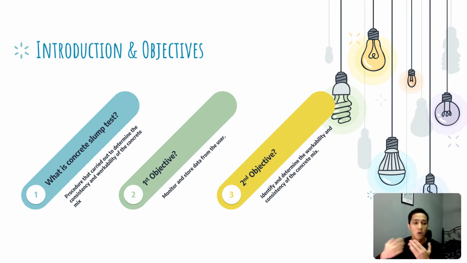So, what is our program objective? Our first objective is to monitor and store any data key in from the user about the concrete slump test. Our second objective is to identify and determine the workability or consistency of the concrete mixture that was chosen by the user. I think that's all from my part, introduction and objective.